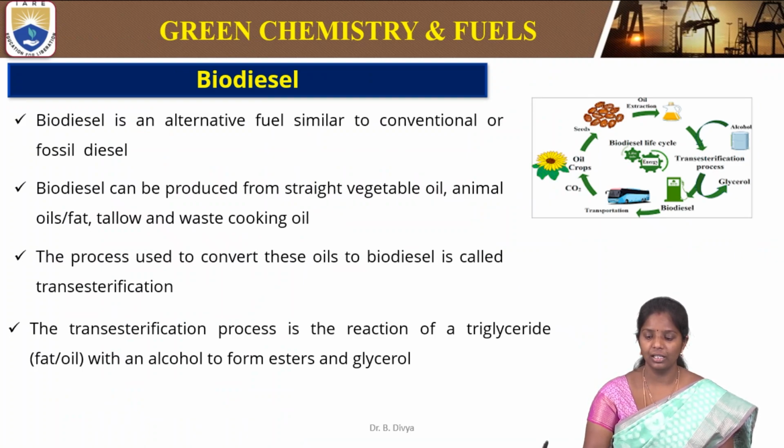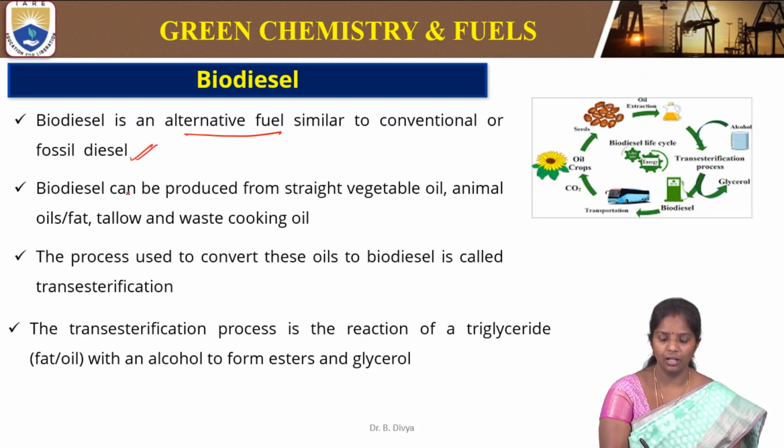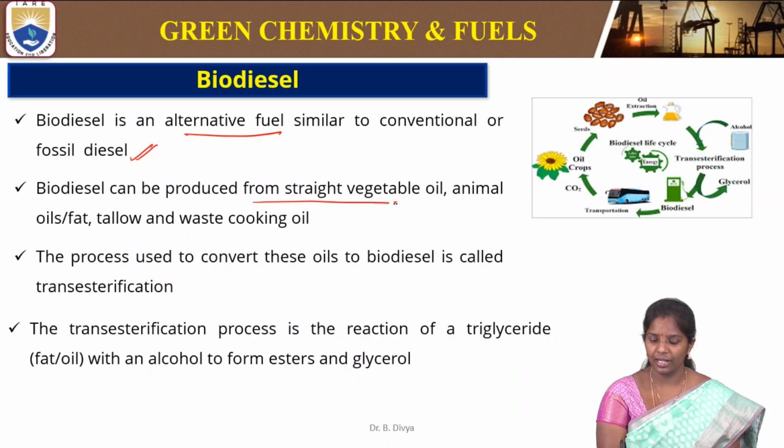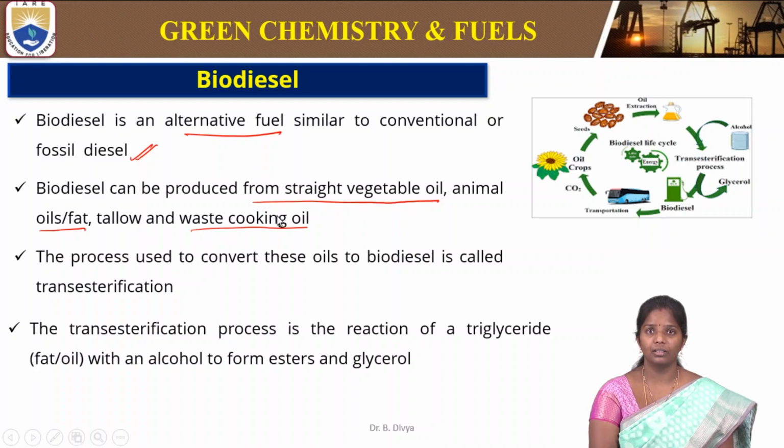Next is biodiesel. In addition to all these, biodiesel is one of the diesels in practice today, as the depletion of conventional fossil fuels is helping biodiesel to come up. So this is an alternate fuel similar to conventional fossil diesel. Biodiesel can be produced from straight vegetable oil, animal fats or oils, tallow, which we obtain from fish or beef, and waste cooking oil. All these are the primary sources for producing biodiesel.